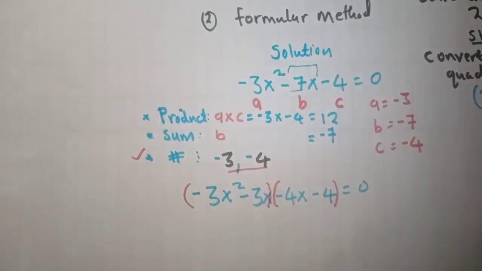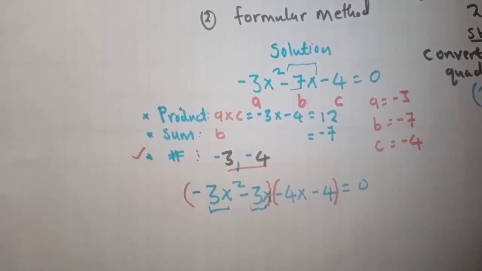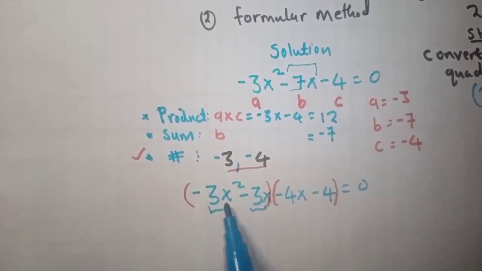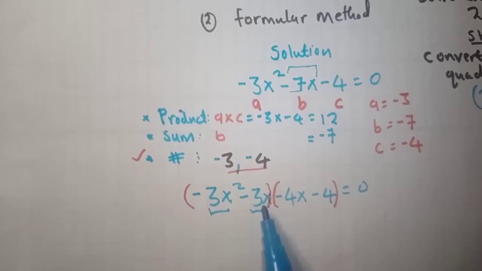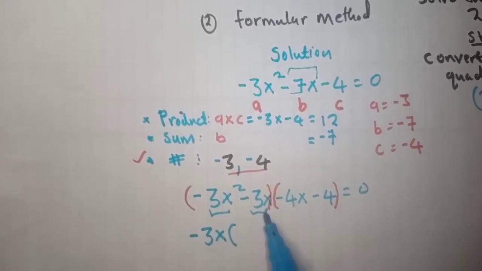When factorizing, you look at what is common here and here. The common thing is negative 3x. You notice here you have negative 3 and x, and here you also have negative 3x. So the common thing is negative 3x. When you open your brackets, we remove the negative 3 and x, so what remains here is simply x.